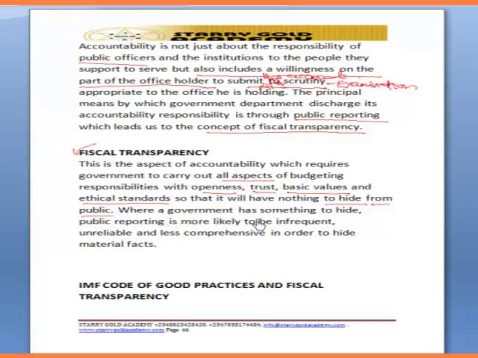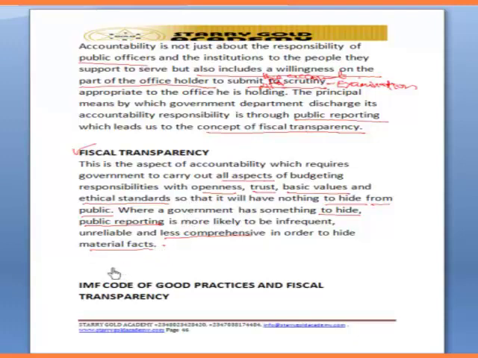Where a government has something to hide from the public, public reporting is more likely to be infrequent, unreliable, and less comprehensive in order to hide material facts.